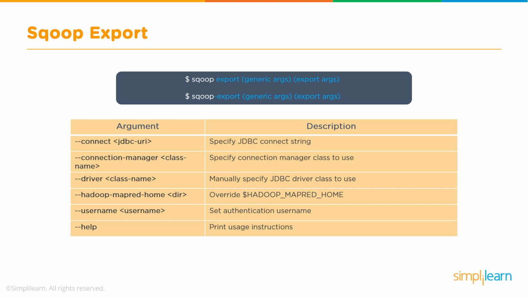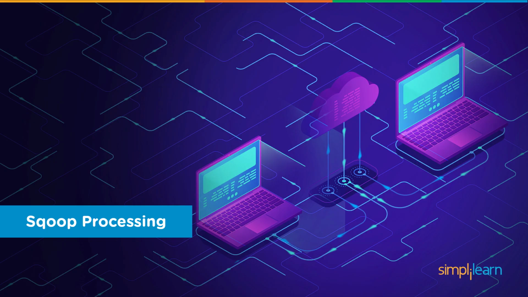With the export, you'll see that we can specify the JDBC connect string, specify the connection manager class to use, and manually specify the JDBC driver class to use. You do have to let it know to override the Hadoop MapReduce home, and that's true on both of these, and set the authentication username, and finally you can print out all your help. So you can see the format for Sqoop is pretty straightforward, both import and export. So let's continue on our path and look at Sqoop processing and what the computer goes through for that.